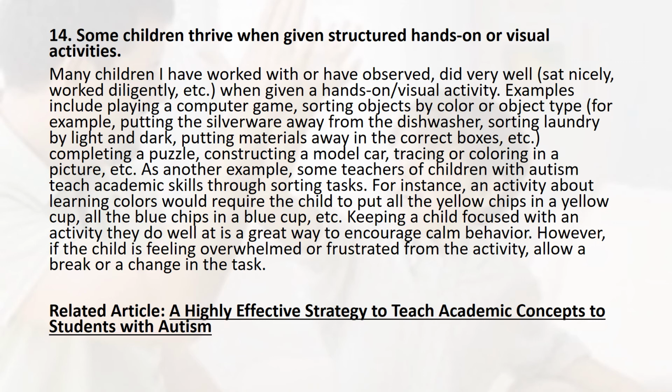As another example, some teachers of children with autism teach academic skills through sorting tasks. For instance, an activity about learning colors would require the child to put all the yellow chips in a yellow cup, all the blue chips in a blue cup, etc. Keeping a child focused with an activity they do well at is a great way to encourage calm behavior. However, if the child is feeling overwhelmed or frustrated from the activity, allow a break or a change in the task. For a related article, see a highly effective strategy to teach academic concepts to students with autism.